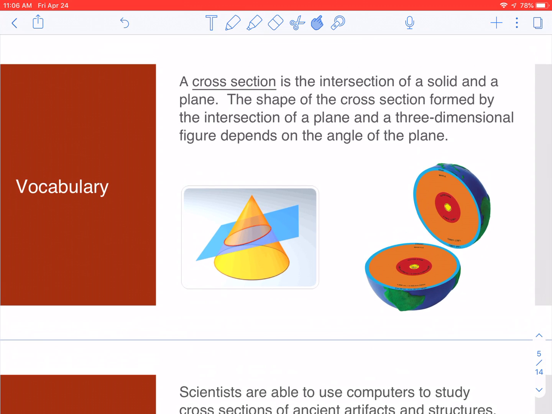Okay, so here's a couple examples of a cross section. On the left hand side we have a cone, and there's a plane that's slicing through that cone there. On the right hand side we have Earth, and the cross section there is the equator. So if we were to cut Earth in half, we would have a circle.